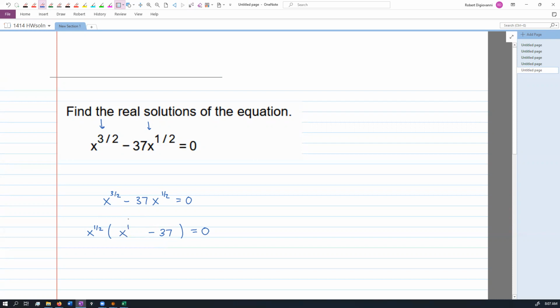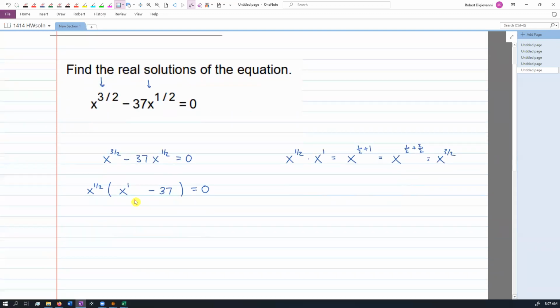And the reason is because when you multiply x to the 1/2 times x to the 1, that's really x to the 1/2 plus 1. That's properties of exponents. If you have the same base and different powers, you add the powers when you multiply them. And 1/2 plus 1 is the same as 1/2 plus 2 over 2. And that's going to be x to the 3/2. So we need just an x here. And now we have multiplication.